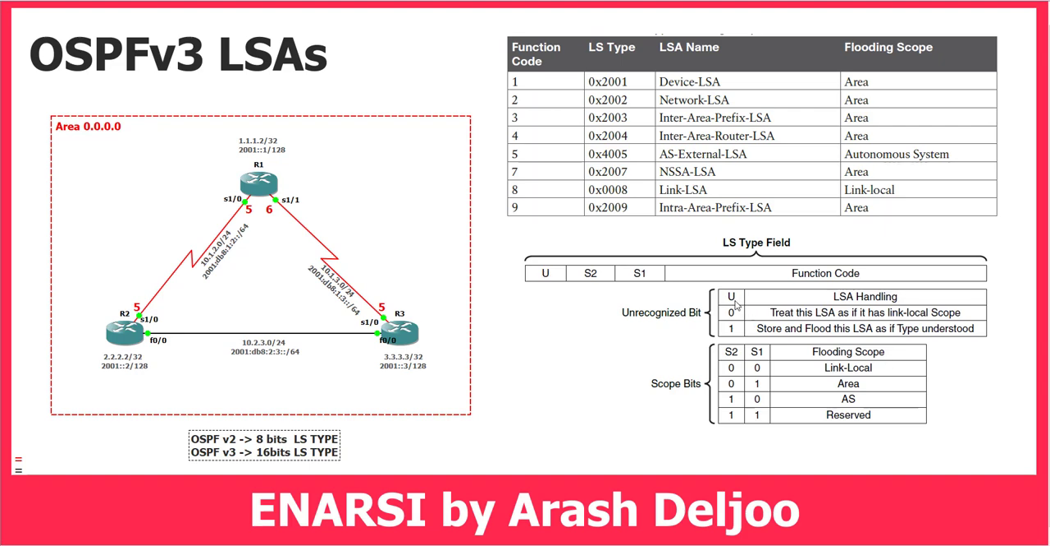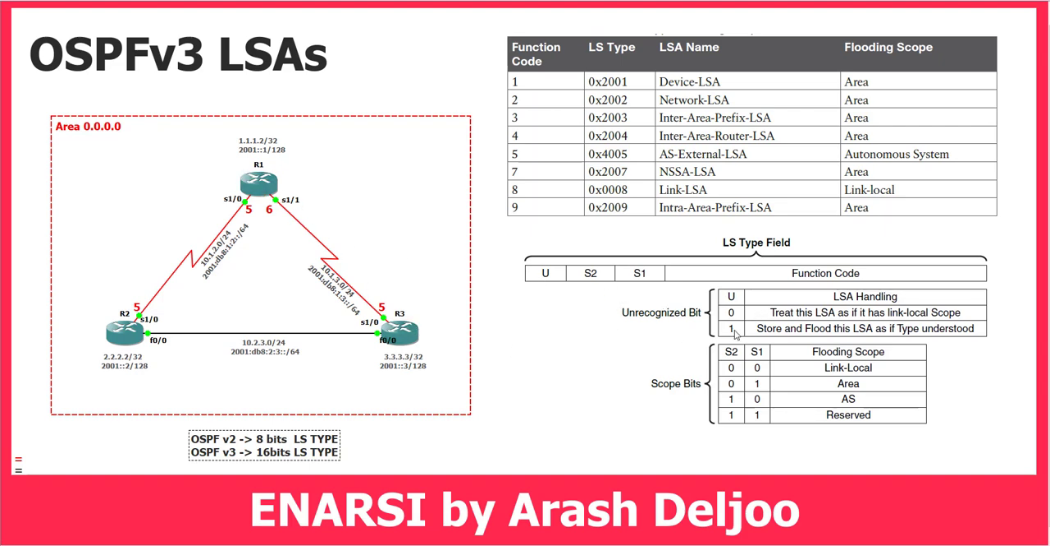Look at here. As you can see, in the unrecognized bit, if you have the 0 value, treat this LSA as if it has link local scope. Store and flood this LSA as if type understood. What does it mean? It means that if the unrecognized bit is 0, we shouldn't forward it. Assume that R1 receives one LSA, R1 doesn't understand it, and because the U bit is 0, it shouldn't forward it to the other routers.